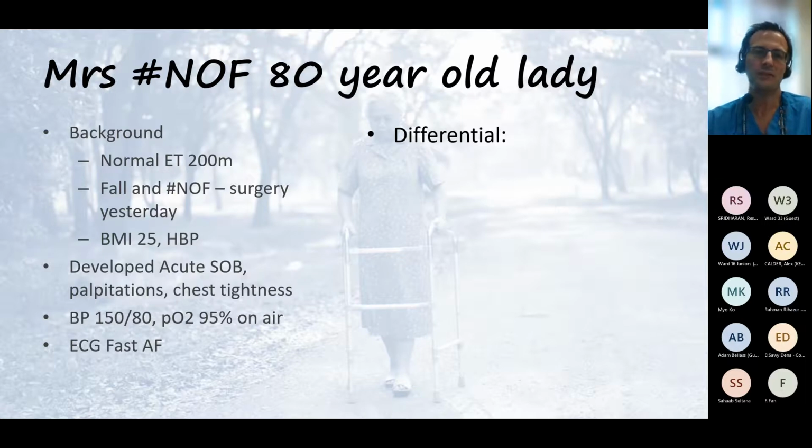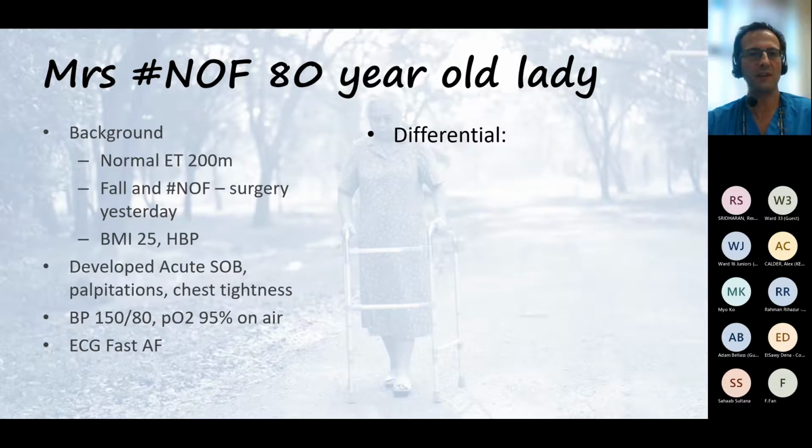But we don't know. There's a great deal of variability, and it might be that simply she's in new atrial fibrillation because of the stress of the fall and the fracture and the surgery, and she's tachycardic because she's in fast AF for the first time. But there are lots of other things that could have caused the atrial fibrillation, or she could have been in atrial fibrillation all along. So she might have been in AF the last 10 years.